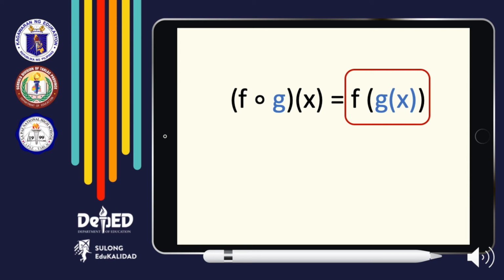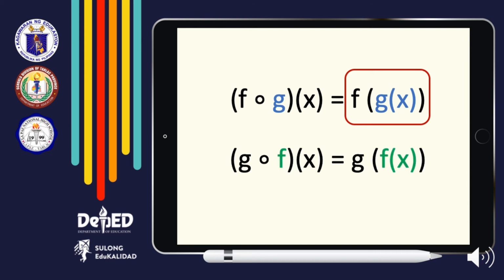If you become confused as to where to start when you see the notation, start by rewriting the notation to be f of g of x. Then you can see that you need to start with the innermost parenthesis, which in this case will be the function g. How about this function? g composed of f of x is equal to g of f of x. What will be our domain? It should be f of x.